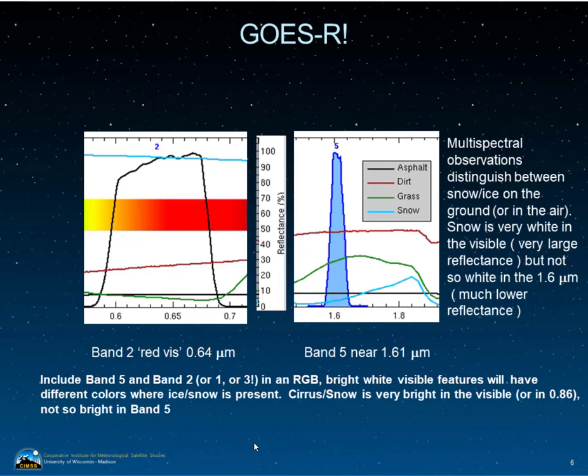GOES-R includes channels in the visible and then the near infrared in which snow is highly reflective. The example shown here has high reflectivity in the visible image at 0.64. This high reflectivity also occurs in the veggie band, band 3 at 0.86 micrometers. Compare this to the very low reflectivity you see over snow and ice in 1.6 micrometers. Snow that looks very bright in the visible or in the veggie band will look darker in the 1.6 micrometer snow ice band. It's a way to discriminate between clouds and snow.